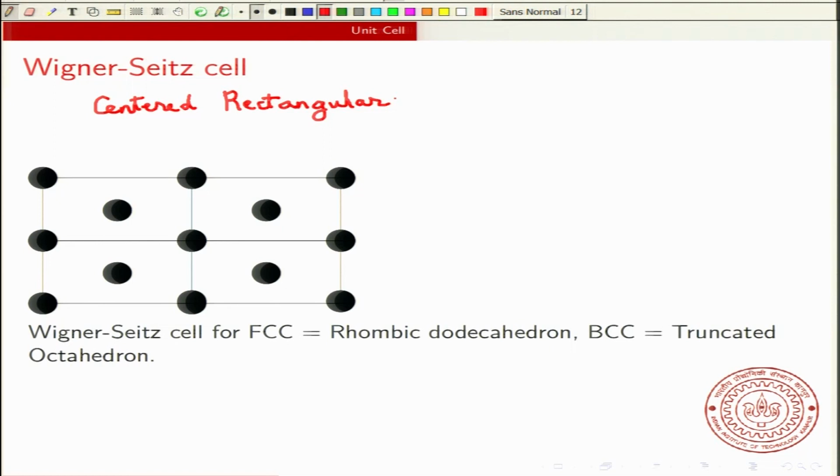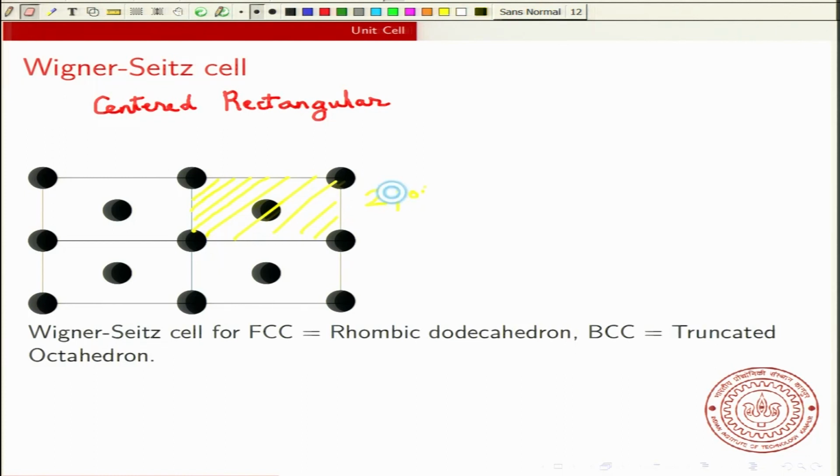I emphasize that I have not really discussed lattices in detail, but just take this as a given: this is a centered rectangular lattice. You can easily see that if you choose a unit cell, you can choose this yellow shaded region as a unit cell, and this unit cell will contain 2 points.